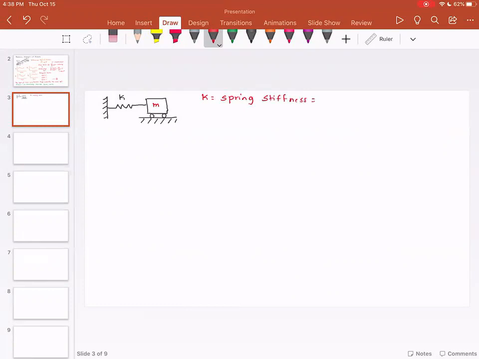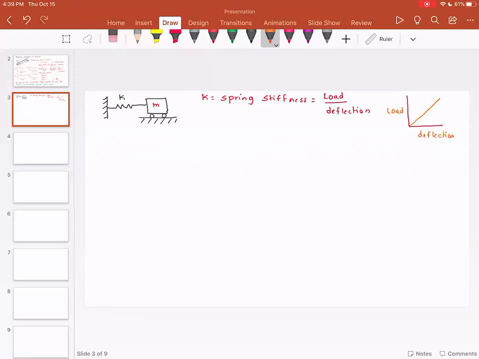And spring stiffness, by definition, is load divided by deflection. So what it means is, if you have a spring, you add the load, and that spring is stretched. So if you were to plot a load versus deflection diagram, this is load, this is deflection.